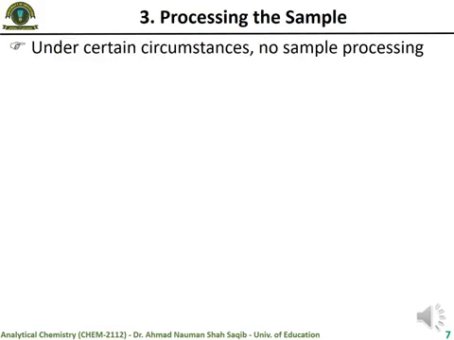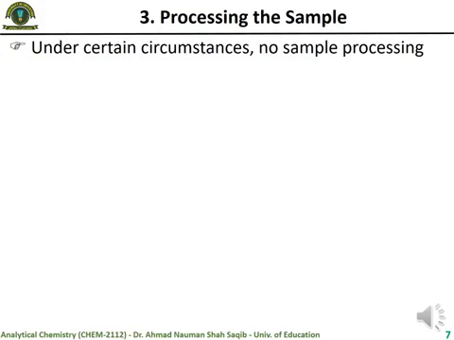So when we are doing analysis, first we decide the method which will be used for analysis, and then we acquire a sample. So the next, third step is processing the sample. Under certain circumstances no sample processing is required. For example, if you get a water sample from a canal or a river and you want to check its pH, then for checking the pH you do not have to process it.